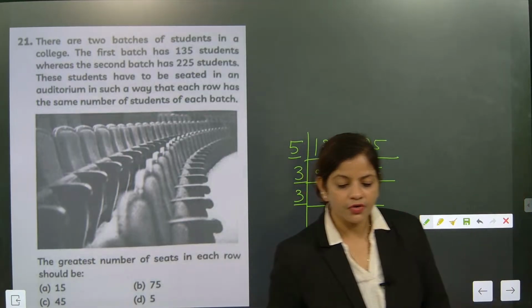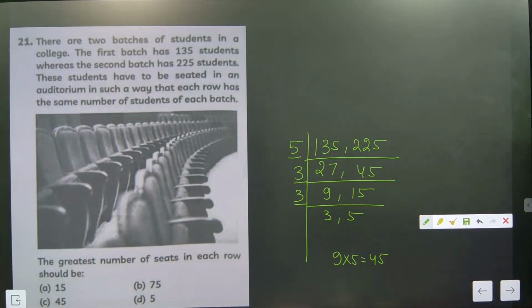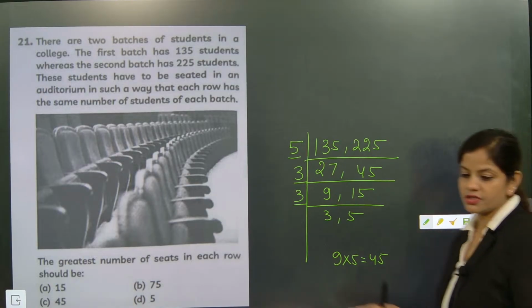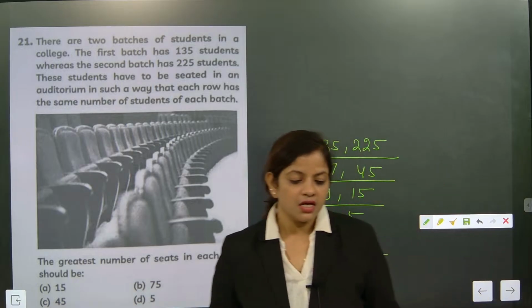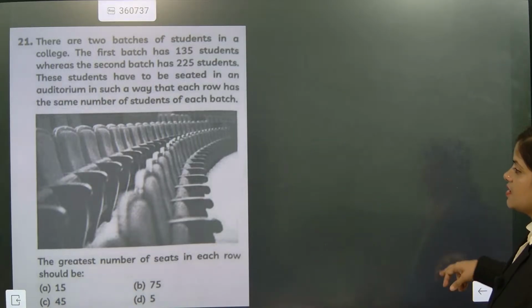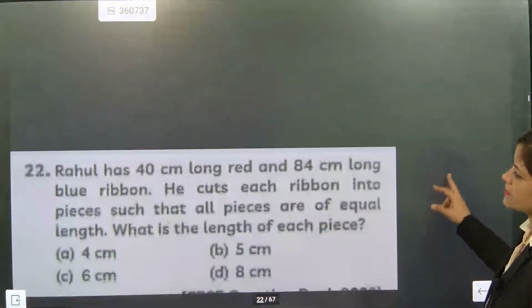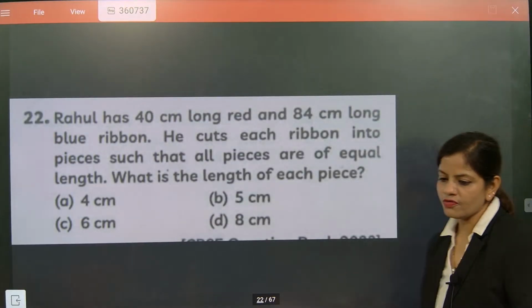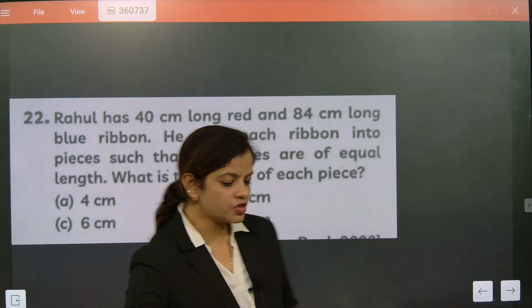Understood or not? Vishwa, good evening, beta. Start solving these types of questions. So how many students will each row have? 45 students. This is a very important question. I'm very seriously fed up with some of the students. Now come on, go for it, please. Go for this question.